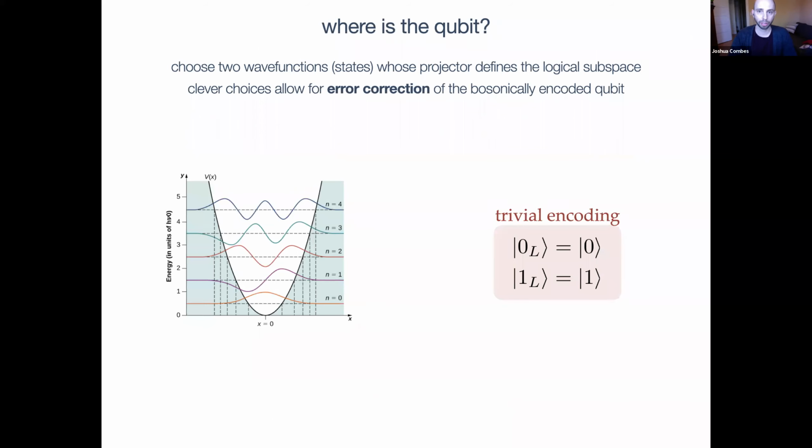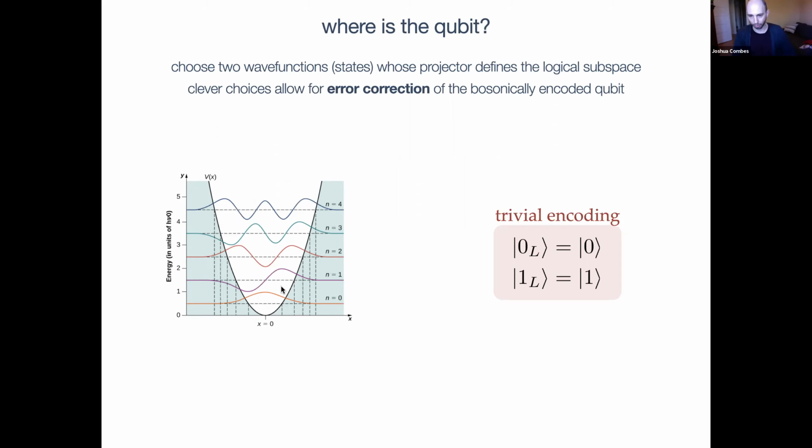Okay, so there's many ways you could encode information into a harmonic oscillator or into a bosonic mode. And conceptually, the simplest way to think about this is picking 2 orthogonal wave functions, or approximately orthogonal wave functions, and then they form a 2-dimensional subspace of the larger Hilbert space. And one that is going to be useful later for comparing the more exotic things is what we call the trivial encoding. In the trivial encoding, you take the vacuum and the first excited state of the harmonic oscillator and encode your information into these 2 levels here.